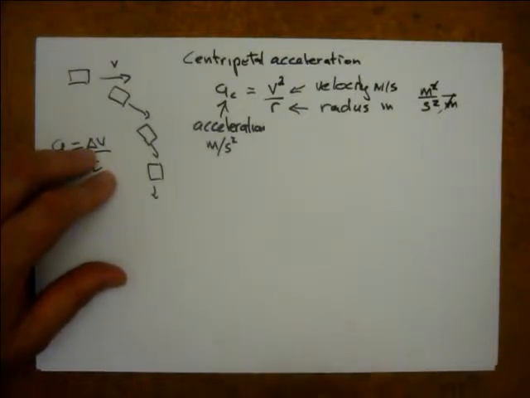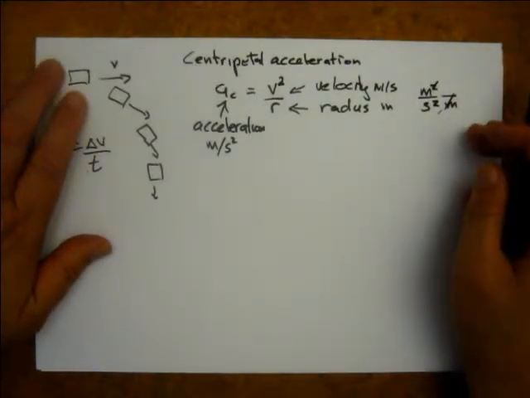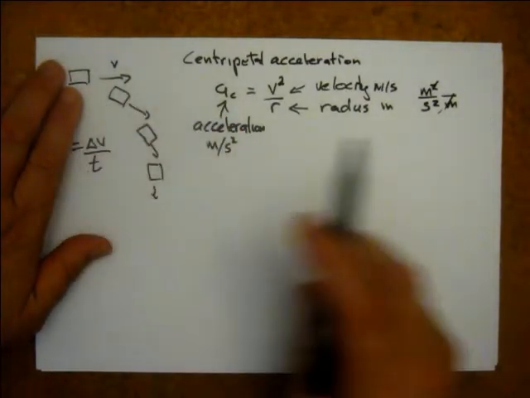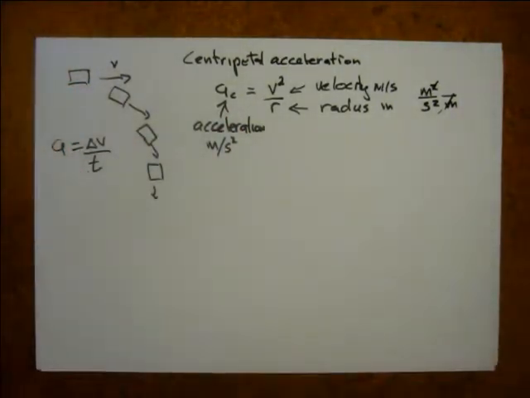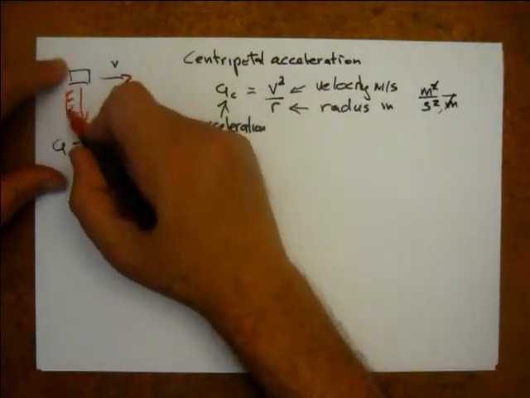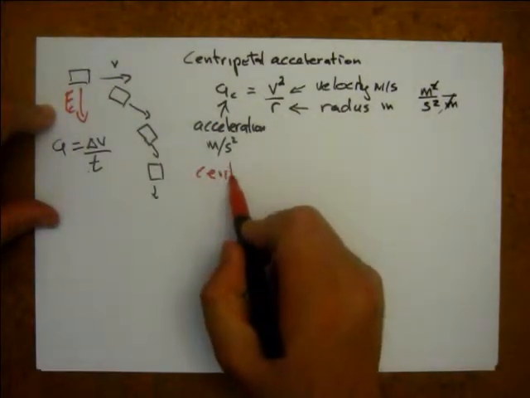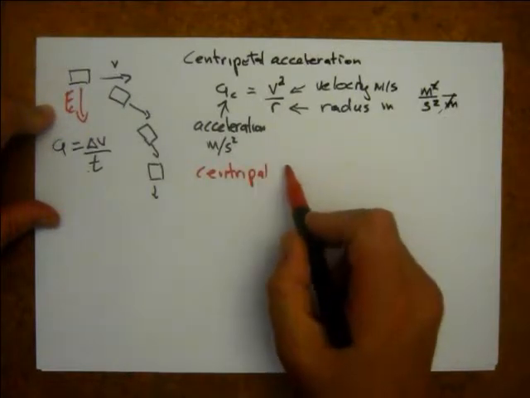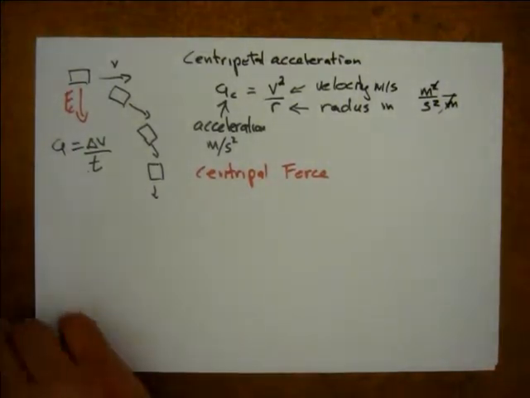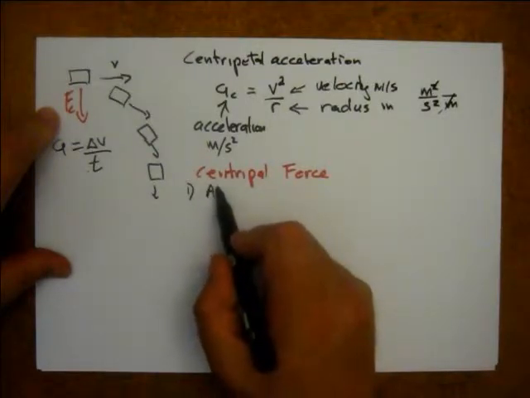Okay, that's cool. Now, the other thing is, an object in motion stays in motion, and an object at rest remains at rest, unless a force is applied. So in this case, there must be a force that is being applied, and this is going to be the centripetal force. Now there's a couple of things we know about the centripetal force. Well, first of all, it always acts at right angles to the motion.